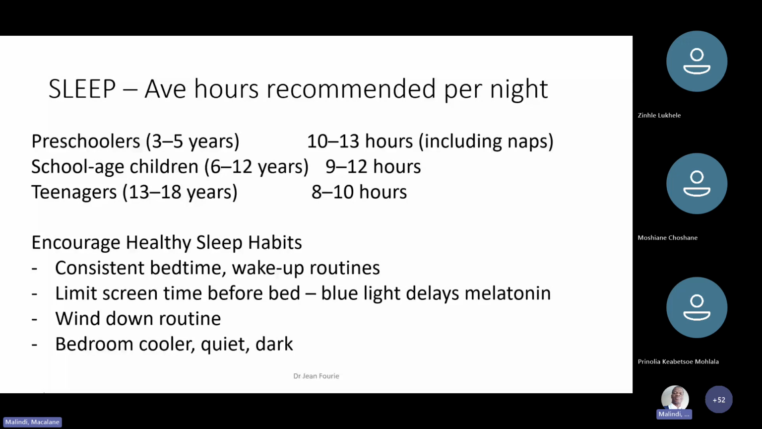And we know that teenagers, we're talking about 13 to 18 year olds, need about 8 to 10 hours of good sleep per night. And then if we think about adults, there are some adults who will function adequately on small amounts of sleep, like 6 hours, but the general consensus is that most adults require 8 hours of sleep in order to be able to function adequately.